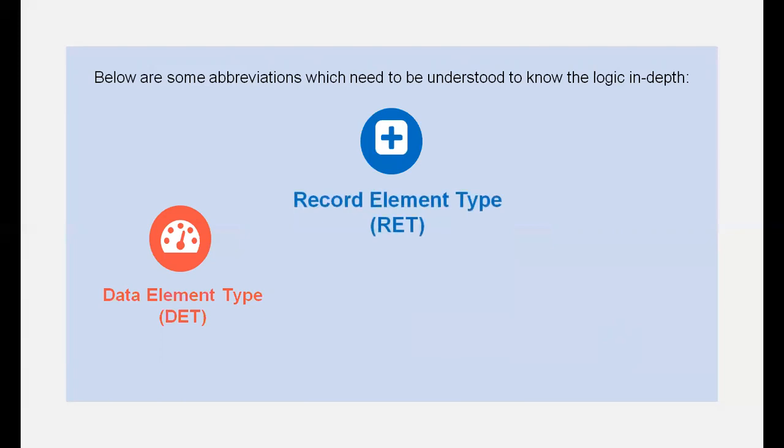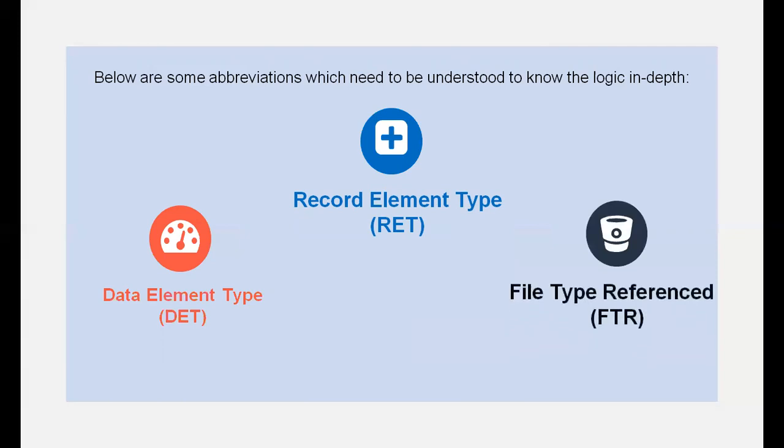This can be defined as a group of DETs. In a more generic way, we can call this a table of data fields. And the third abbreviation we use is file type referenced, FTR. This can be defined as a file type referenced by the transactions like input, output, and inquiries. So this can be either an internal logical file or an external interface file.